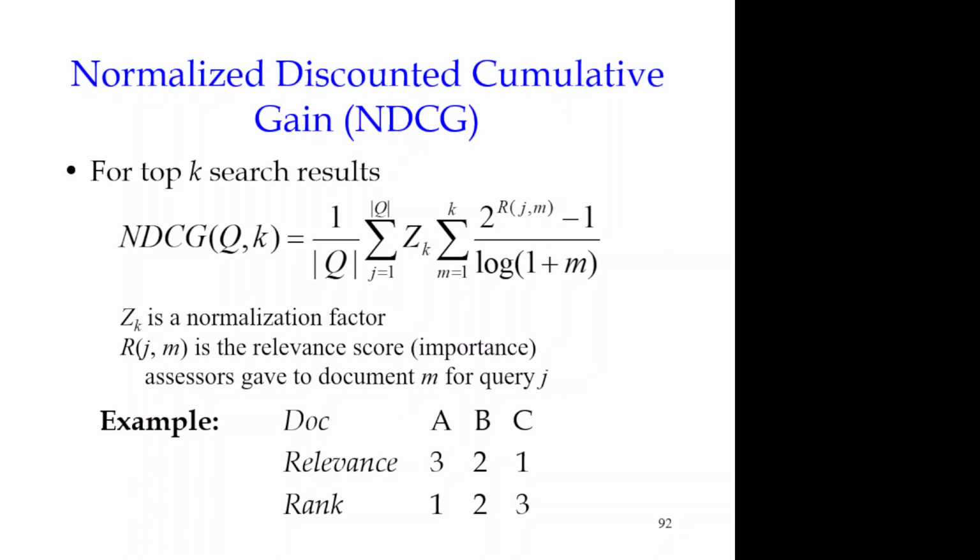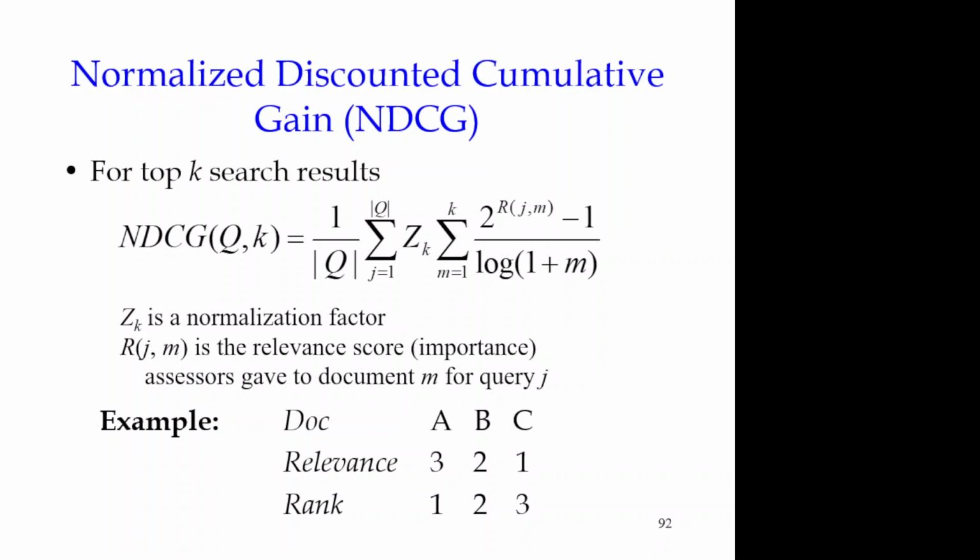Document A is the most important, document B is the second, and C is the least. It means document C is less important to the query, and I also give the rank based on my query. Okay, so let me show how to calculate this NDCG.